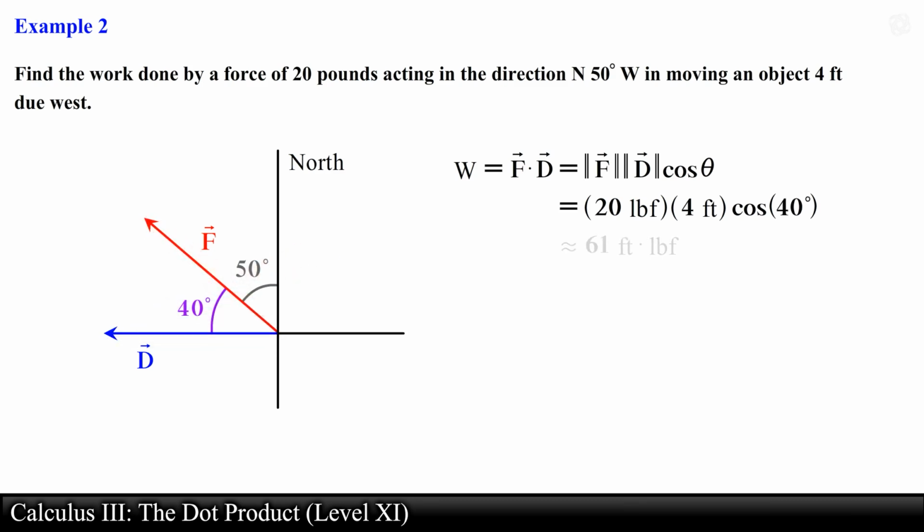Simplifying the expression and rounding to the nearest degree, we obtain 61 foot-pounds for the final answer. Alright, let's move along to the next example.